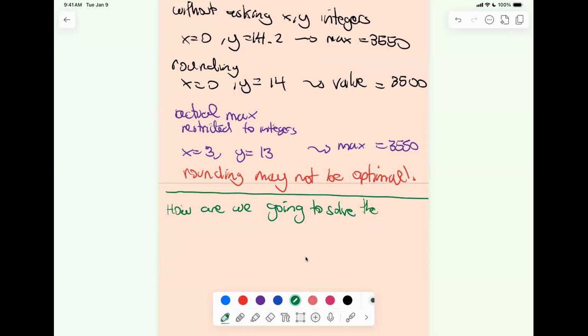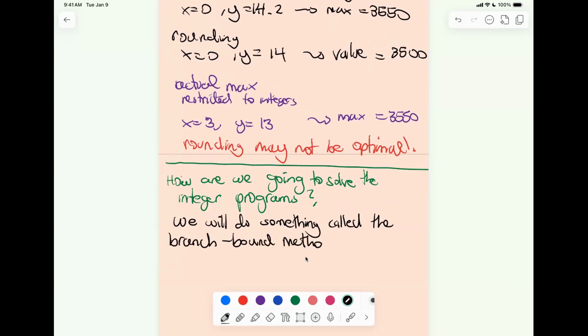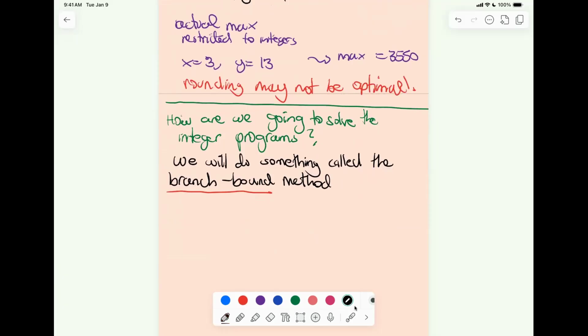These problems, the integer programs. So we're going to do a technique which is called branch and bound. So we'll do something called the branch and bound method. Okay, so how does this look? The idea, let me show you how it works on a concrete problem, because once you understand it on a particular example, it's always easy to know what to do.